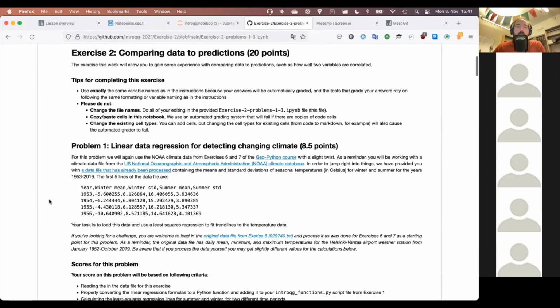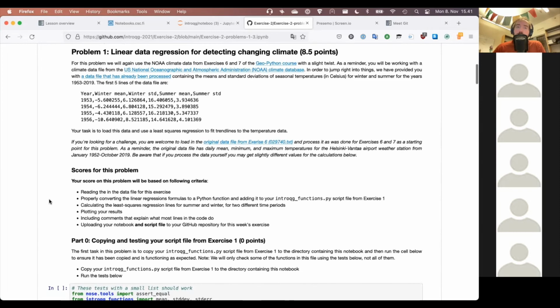Okay, so our first problem deals with climate data. So this is actually carrying on from data that was produced in exercises 6 and 7 in the GeoPython course. Don't worry if you didn't take that, because I'll provide a data file here. But what we were doing in exercises 6 and 7 in that course was looking at climate anomalies and temperature anomalies in climate data. The idea being that we could look at things like how much the temperature deviates from a typical season and things of that nature.